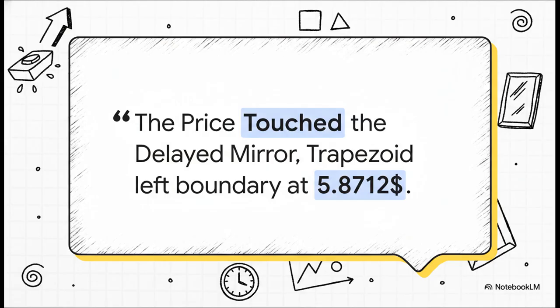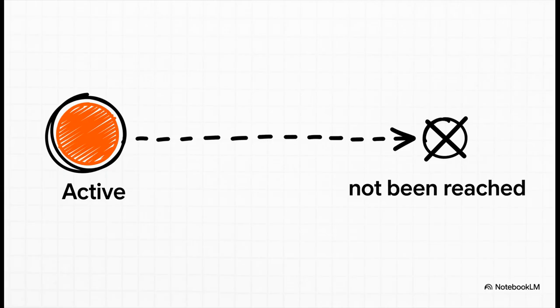The documentation states, and I quote, "The price touched the delayed mirror trapezoid left boundary at $5.8712." So, to put that in simple terms, the first trade was active. The price moved up, not down, which means that secondary entry point was never triggered. The cycle was now officially in motion.